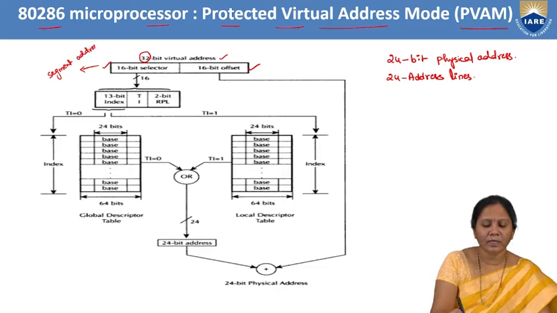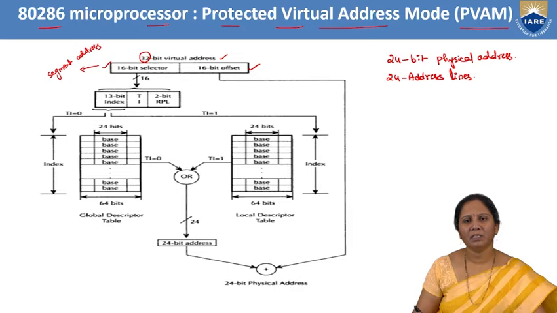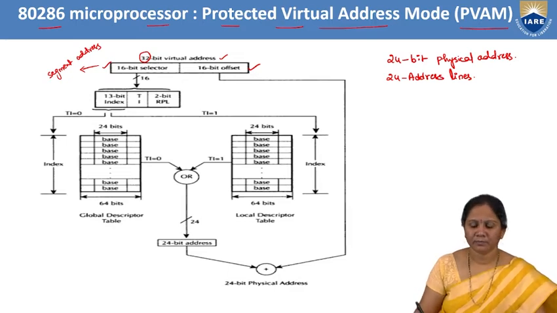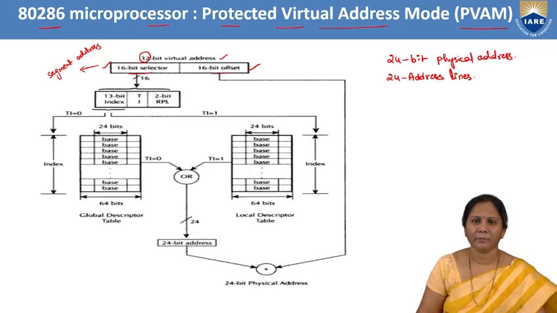To calculate the physical address in any mode, we require a segment address and an offset address. In this PVAM mode, the offset address will be taken directly from this 16-bit offset, whereas the segment address will be taken from this 16-bit selector.